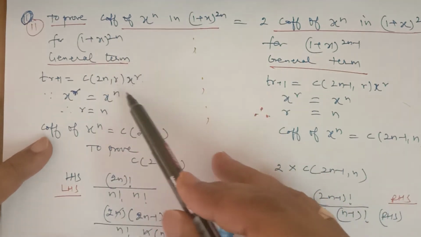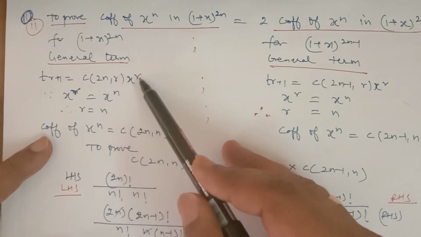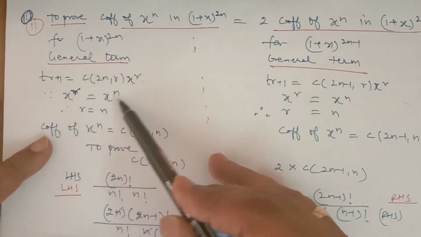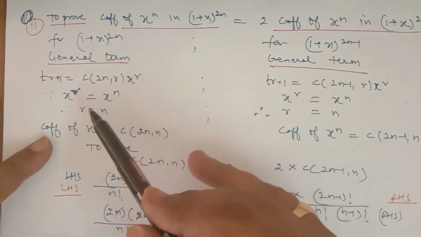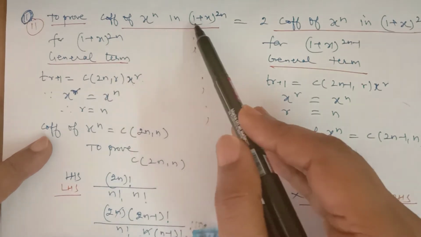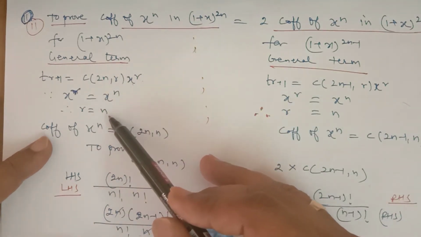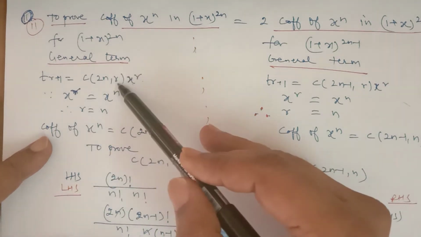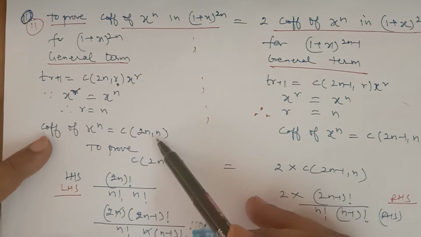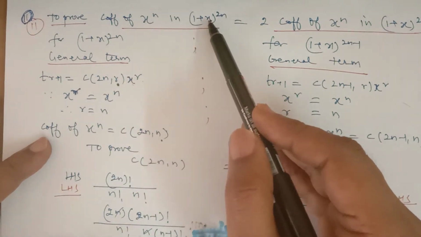Now you have to find the coefficient of x to the power n here. So you put x raised to power r is equal to x raised to power n, therefore r will be equal to n. So when you have to find the coefficient of x raised to power n in the expansion of 1 plus x raised to power 2n, the value of r is n. So the coefficient of x to the power n will be combination of nr. Here you have to put the value of r, which is equal to n. This is the coefficient of x to the power n in this binomial expansion.